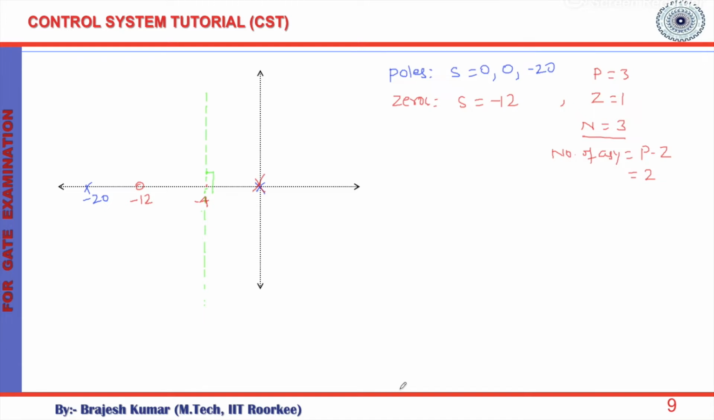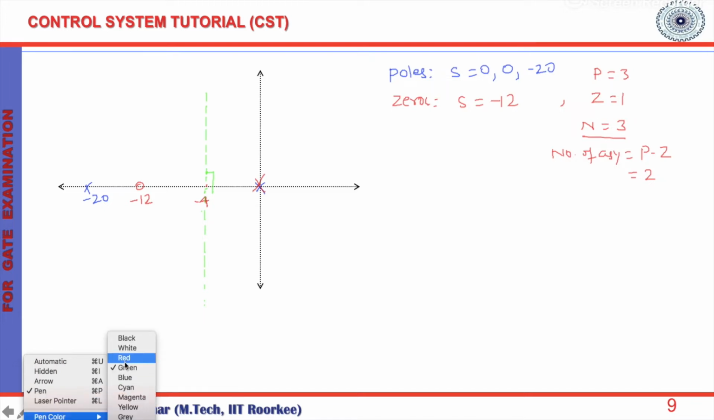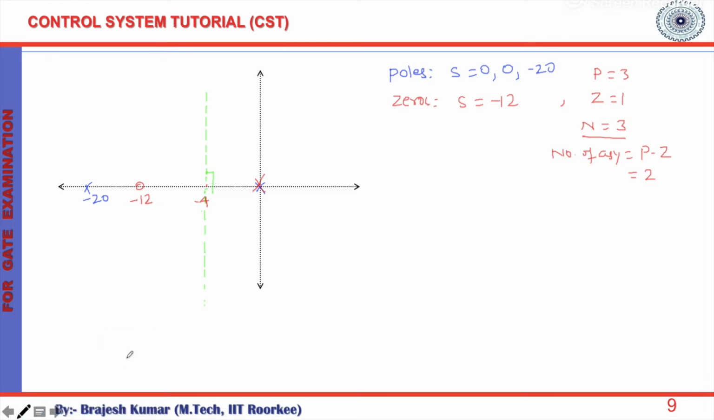Now after finding the asymptotes, what you will do, you try to find out breakaway points. But actually in this particular question there is no need to find the breakaway point, because you know that there are two poles at origin. One of the poles is sitting above the other. So basically the two poles will be separated as soon as the value of k increases from 0.